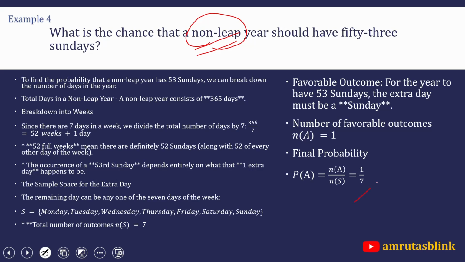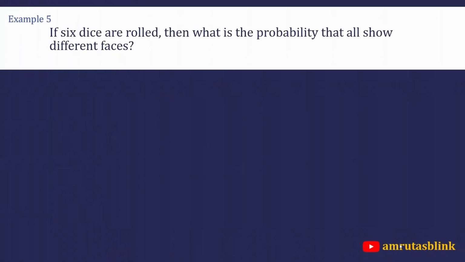So I hope you have understood this specific variety of the problem based on the calendars. Let's move to example number 5. If 6 dice are rolled, then what is the probability that all show different faces? Now we have already seen, whenever we throw just one die, how many total possible outcomes are there? That is 6 possible outcomes.